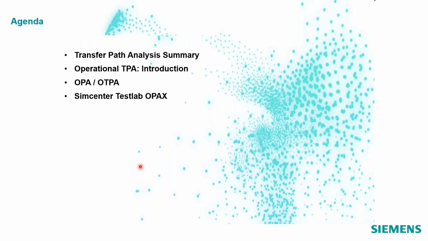So first I'll have a couple slides on a transfer path analysis summary, and then we'll go into operational transfer path analysis, and I'll show how we can do OPA or OTPA inside Test Lab, and then we'll introduce Test Lab OPACS, and we'll give a demonstration on how we can calculate OPACS loads. And then I'll show some guidelines on how to get the best results.